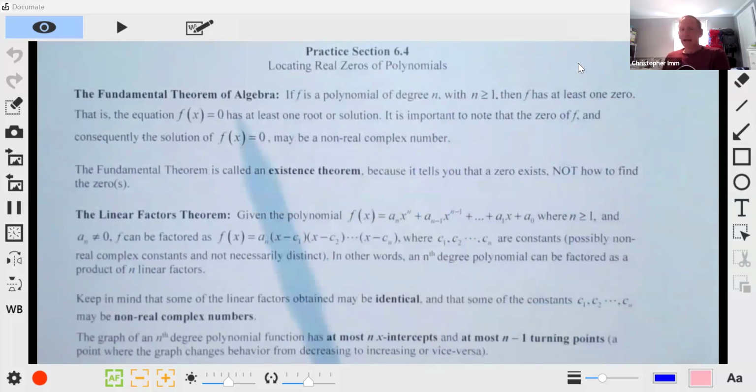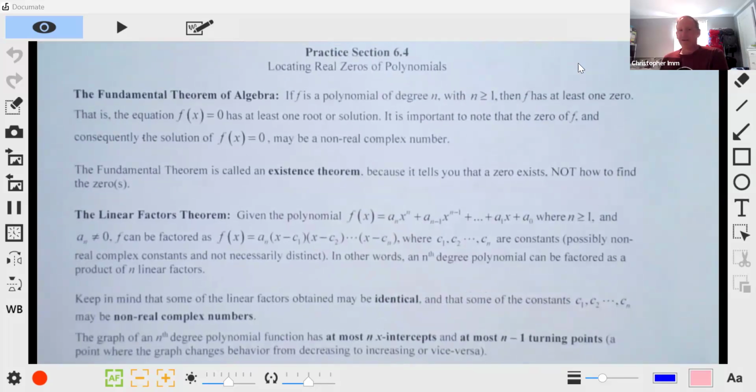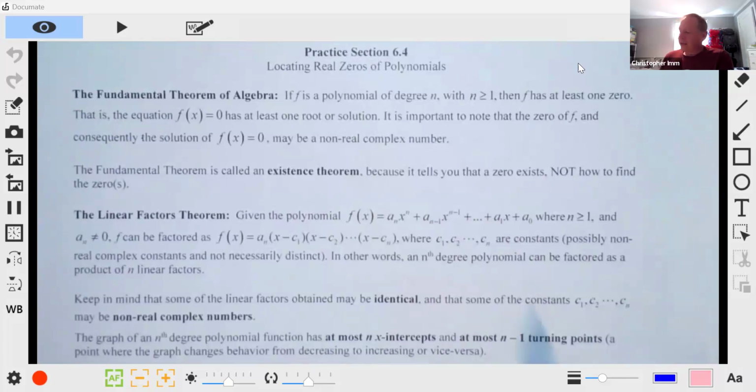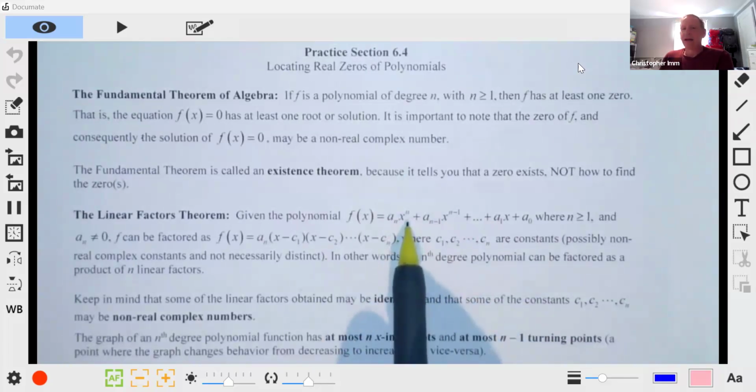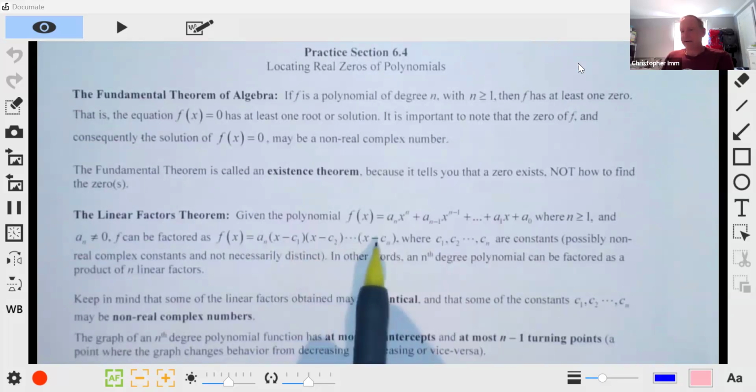So we could have something like 5 plus 2i. Note that this theorem is an existence theorem. It tells you that zeros exist, but it doesn't tell you how to find them. Luckily, we've talked about methods to find them. So now we can use the fundamental theorem of algebra to tell us that they exist. In fact, by the linear factors theorem, which comes from the fundamental theorem of algebra, you can take any nth degree polynomial and factor it into a coefficient, like the leading coefficient, times n factors.